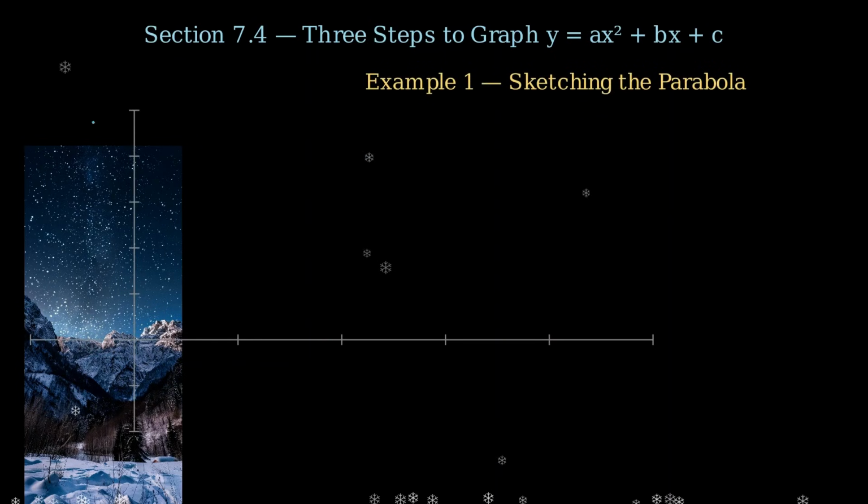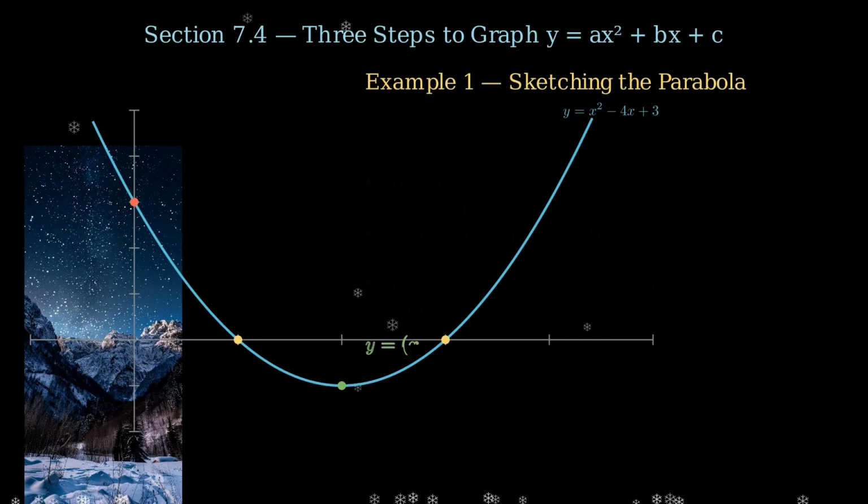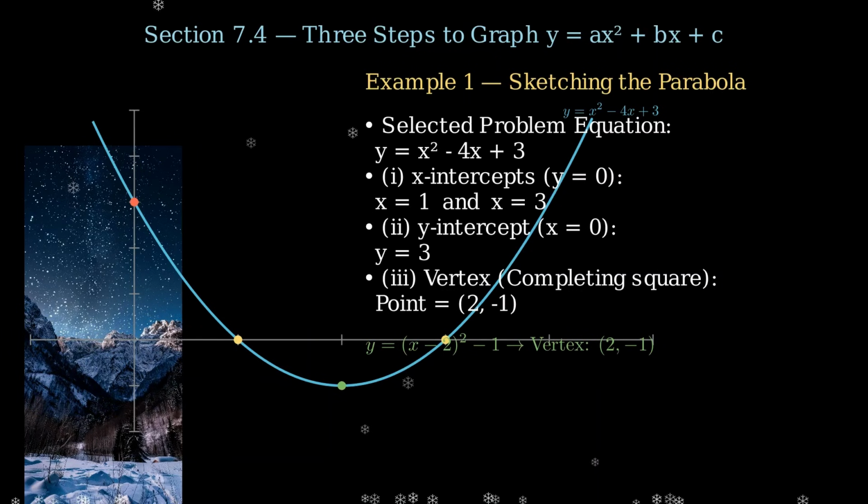Let's look at example 1 with fresh numbers. Sketch the graph of y equals x squared minus 4x plus 3. First, setting y to 0 gives the roots x equals 1 and x equals 3, which are our x-intercepts. Second, setting x to 0 gives y equals 3, our y-intercept. Third, completing the square reveals the vertex is at the point (2, -1). Now, let's watch these key elements form a beautiful parabola on the left.